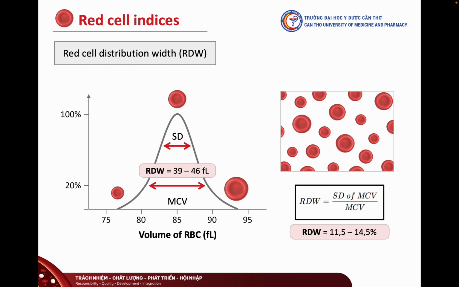And in conclusion, RDW doesn't tell us if the red cells are big or small. That's what the MCV value does. The RDW value tells us how diverse their sizes are. So you remember that?